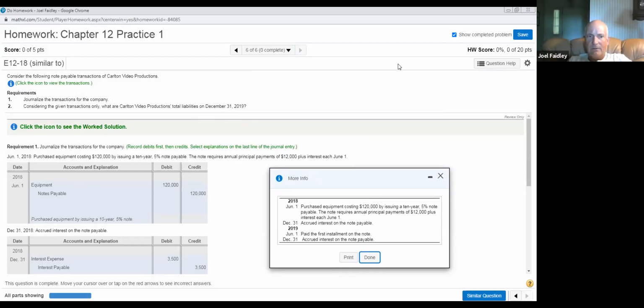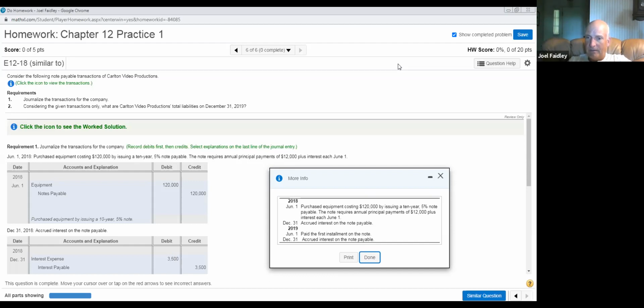Purchase equipment costing $120,000, issuing a 10-year 5% note payable. All right, so we're not getting cash in this case. We're financing our business by getting a loan for this equipment. So we get the equipment, put it on our books. Notes payable is $120,000. Then the interest is 5% of $120,000.